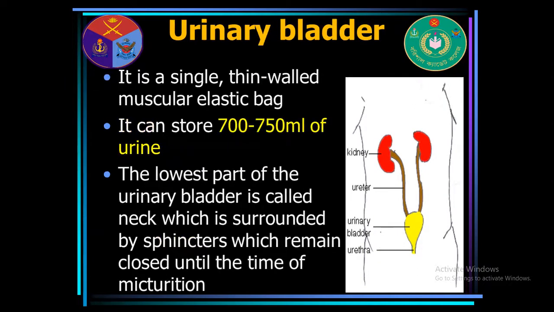Urinary bladder. It is a single thin-walled muscular elastic bag. This yellow color bag-like structure is called urinary bladder. It can store 700 to 750 ml of urine. The lowest part of the urinary bladder is called neck. So this portion is called neck, which is surrounded by sphincters, which remain closed until the time of micturition. Micturition means the expelling of urine from our body.